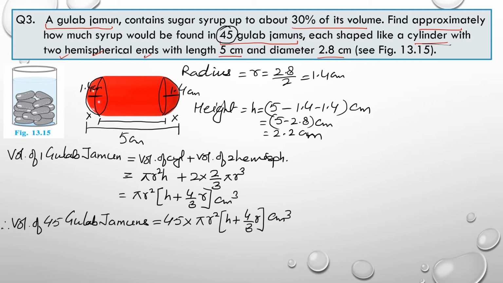Now we have to find out, as the question says, approximately how much sugar syrup is there. So it is 30% of its volume. So let's write, therefore the volume of sugar syrup in 45 gulab jamuns.